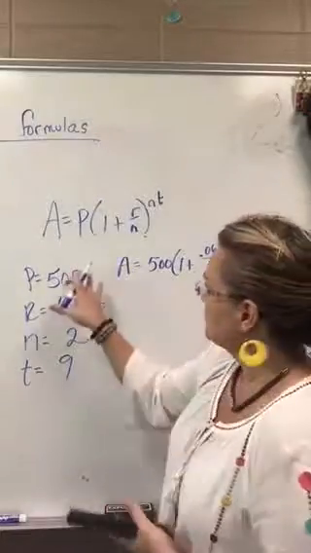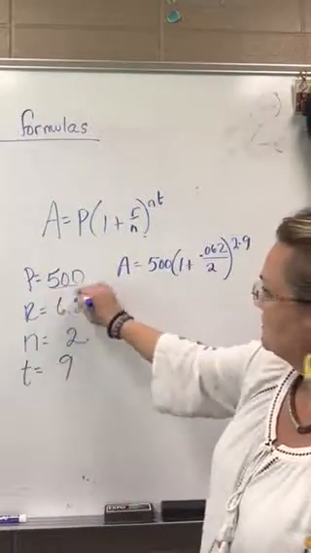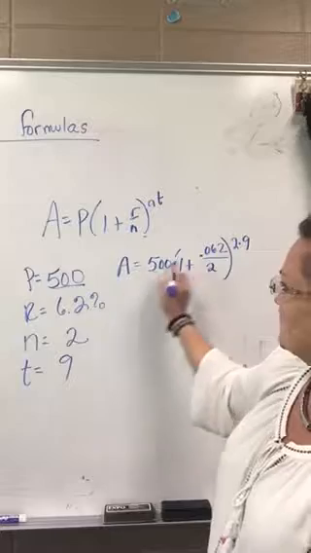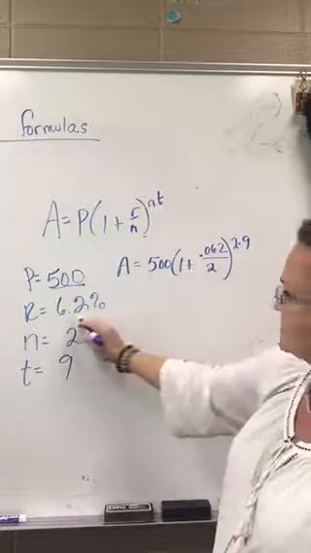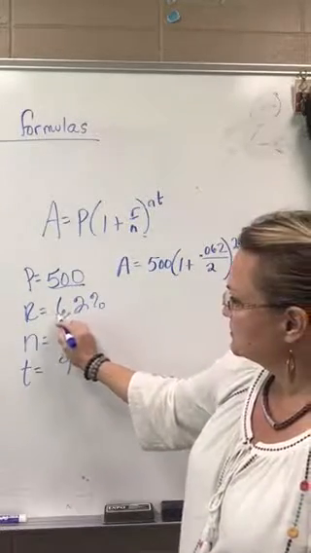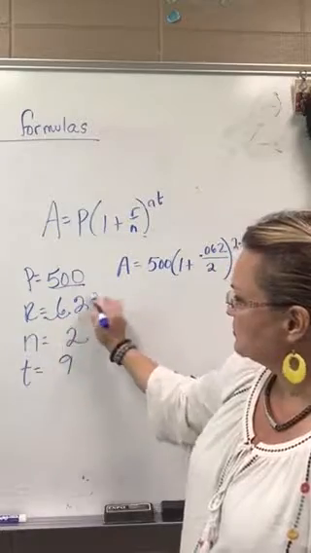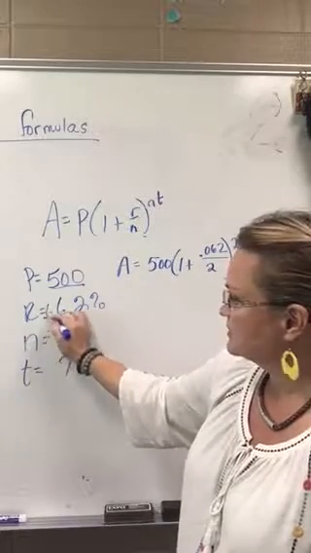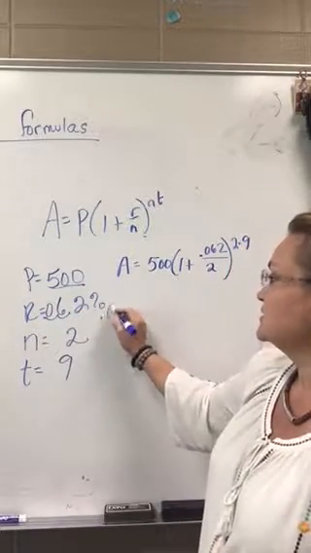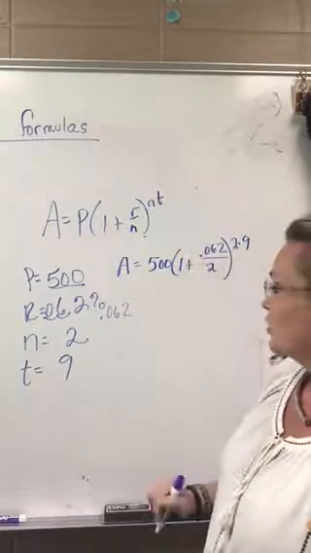Okay, so the inputs would be plugging in our formula. P is 500. The 1 is part of the formula plus 6.2%. We need to go 2 left. Anytime you have a percent sign, you go 2 left to get rid of the percent sign. So it makes it 0.062 for R.